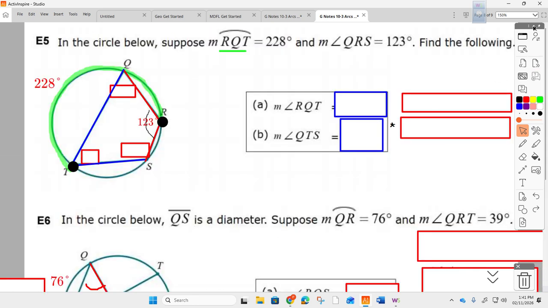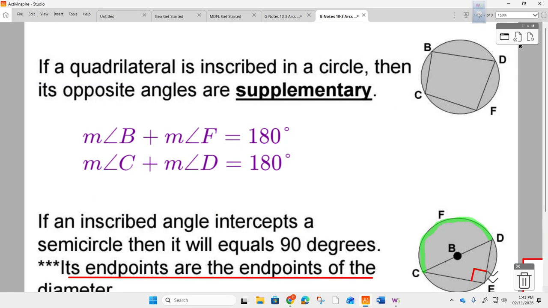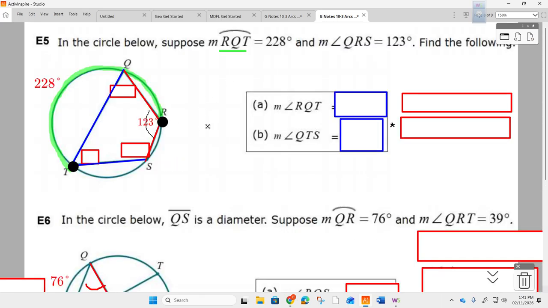All right. So, quadrilateral inscribed in a circle. Remember, if you're not sure, look at the picture. That one looks more like this one than any others we've done, right? So we know that if a quadrilateral is inscribed in a circle, its opposite angles equal what? 180, right?